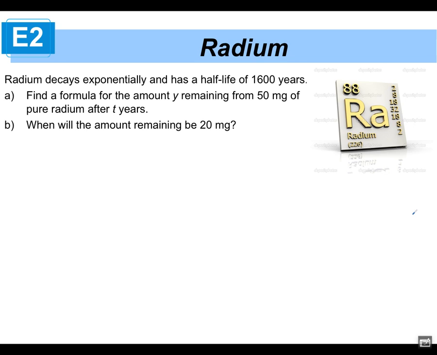So radiation decays, it just disappears. It breaks down and goes away. And so if I start with 100 milligrams of radium, the half-life is how much time it takes for me to get 50 milligrams. Okay?